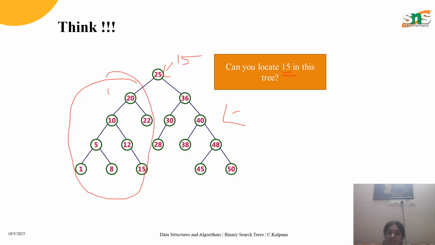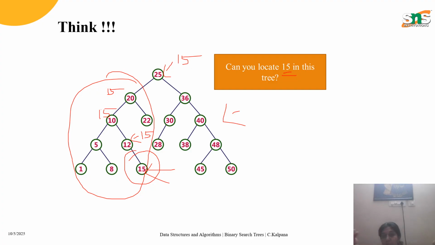Again compare 15 with 20. It is not equal. 15 is less than 20, so I have to take the left direction, the left subtree. I see the left node, which is 10. 10 is compared with 15. 15 is greater than 10, so I have to take the right direction. At the right I have 12. 12 is compared with 15. 15 is greater than 12, so I have to traverse the right direction of 12. The right of 12 is 15. Finally, I got the value.